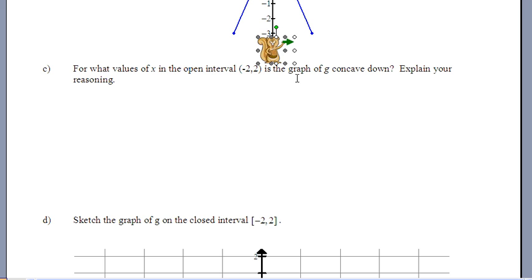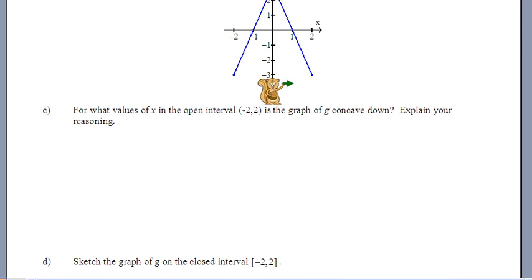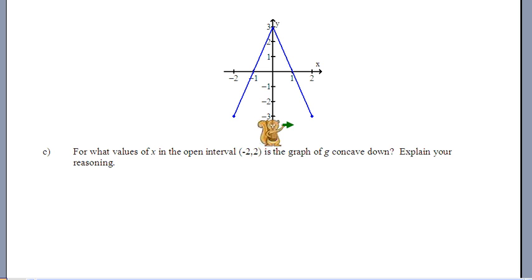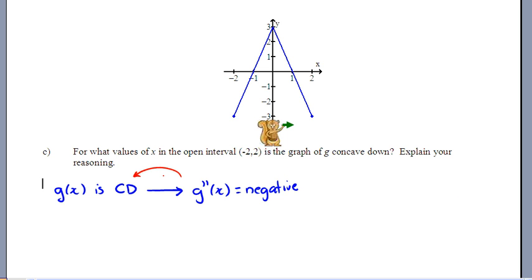Okay, so he's sitting there gathering area starting at 0. And it says, for what values of x on that open interval is the graph concave down? And then explain your reasoning. Well, here's what I'm thinking. I'm going to do this kind of backwards. I'm going to say if g is concave down, then that means g double prime must be negative. Now I say this is kind of backwards because really a negative second derivative tells me that it's concave down. But that's all right. Just working this logic in reverse.